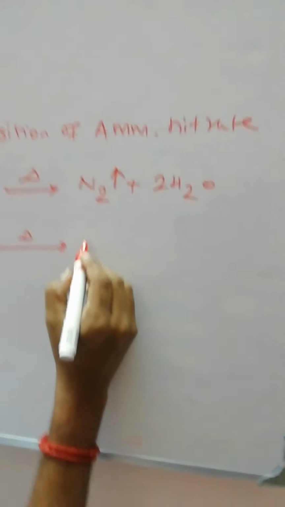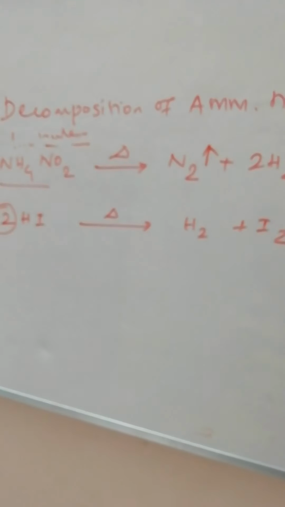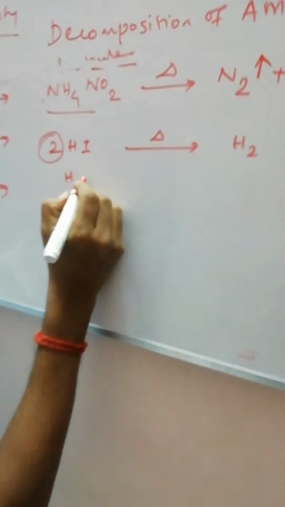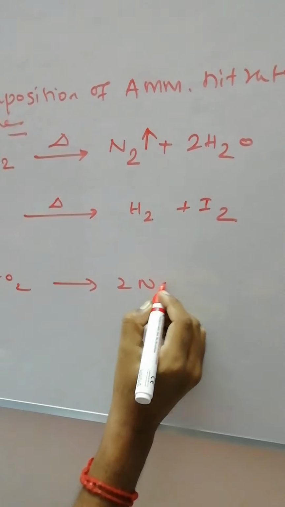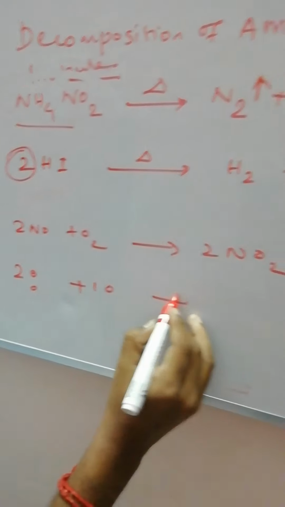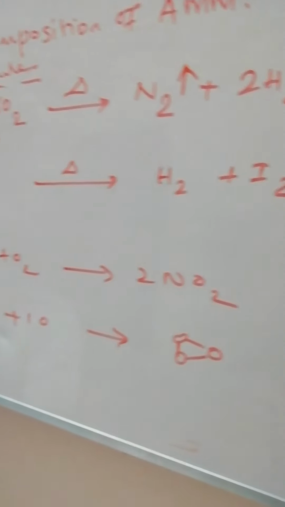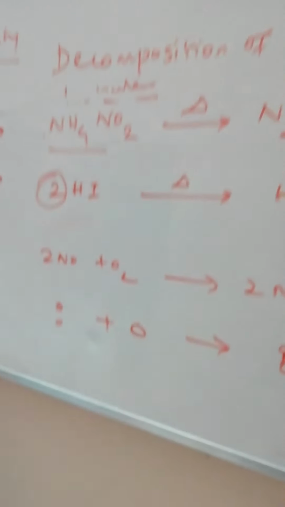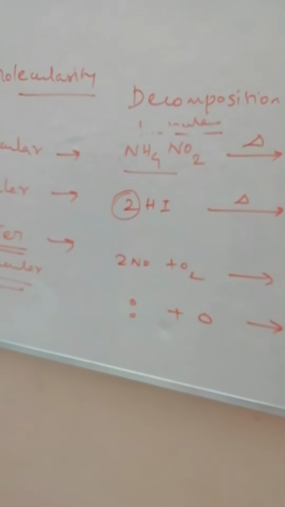Bimolecular: let us take 2HI, hydrogen iodide, which on heating decomposes to give hydrogen gas and iodine gas. Here we are taking 2 molecules of hydrogen iodide. This is called a bimolecular reaction. 2NO plus O2 gives 2NO2. Here 2 molecules and 1 molecule react to give 3 molecules. This is called a tri or termolecular reaction. This is the definition part of molecularity.